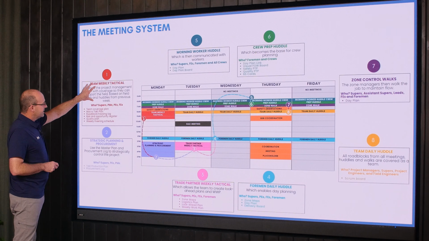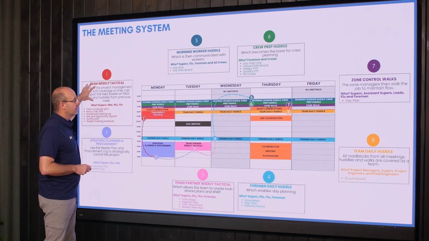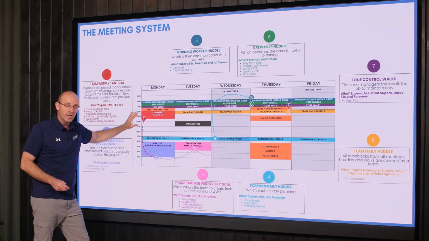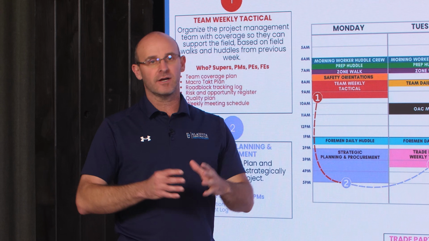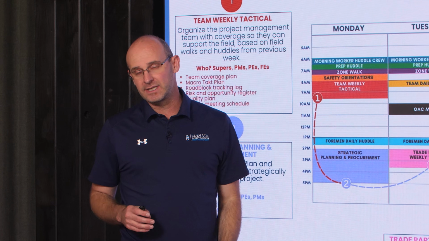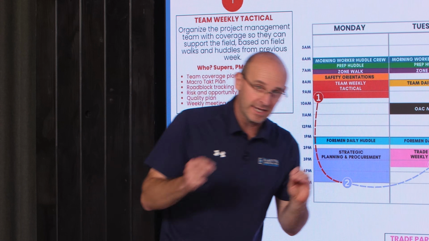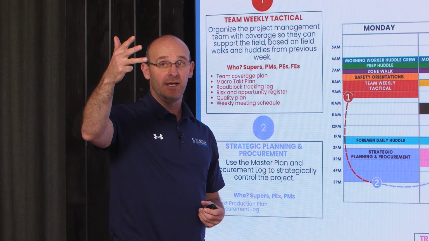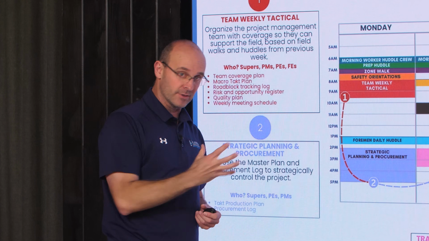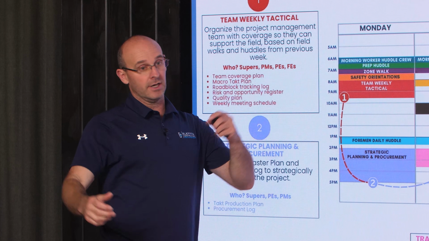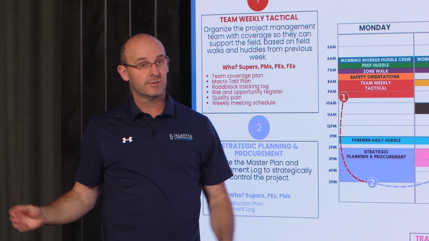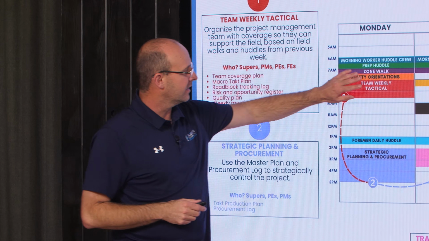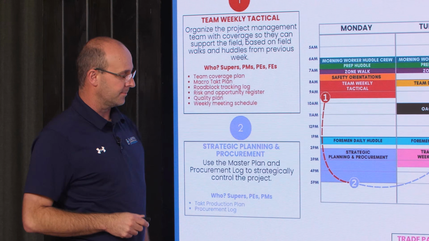Number one, the team weekly tactical, by the way, everything here is trade focused. The team weekly tactical is where the project delivery team gets together, balances their PTO, balances the coverage, balances the items that need to be covered for that week so they can support trade partners. The PM supports the super, the PE, and the FE, and the super, PE, and FE support the trades. That's their only job. If they're like, no, I do things in RFIs and submittals. No, no, no, no. Their only job is to support trades. And so we have to get them organized here as a support system.